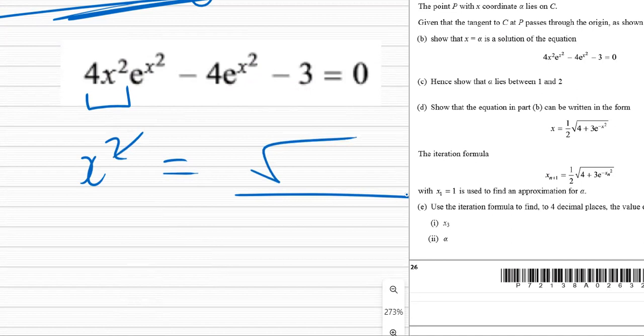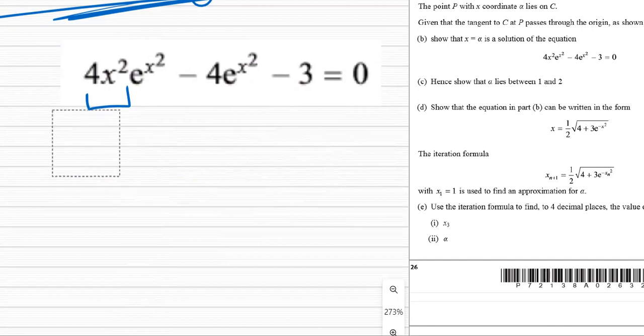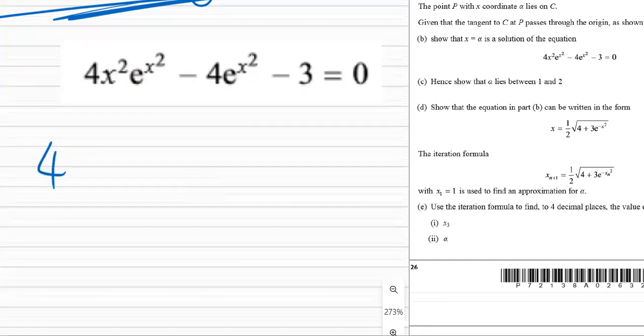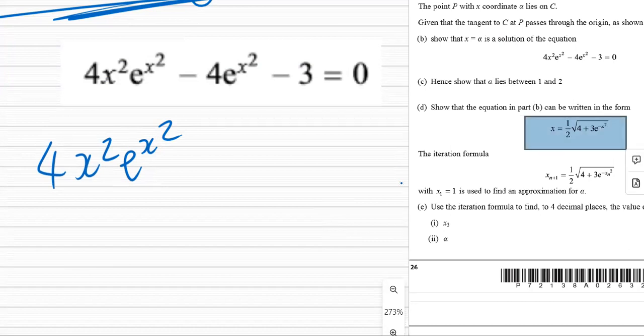Okay. So that's what I'm going to aim for and see what happens. If we aim for that, let's first take everything back to the other side. So we have 4e x squared. I'm just keeping this on the right-hand side so I know what I'm going for. So we're aiming for that. So x squared is equal to 4e x squared plus 3. I just took those over the equal sign for now.